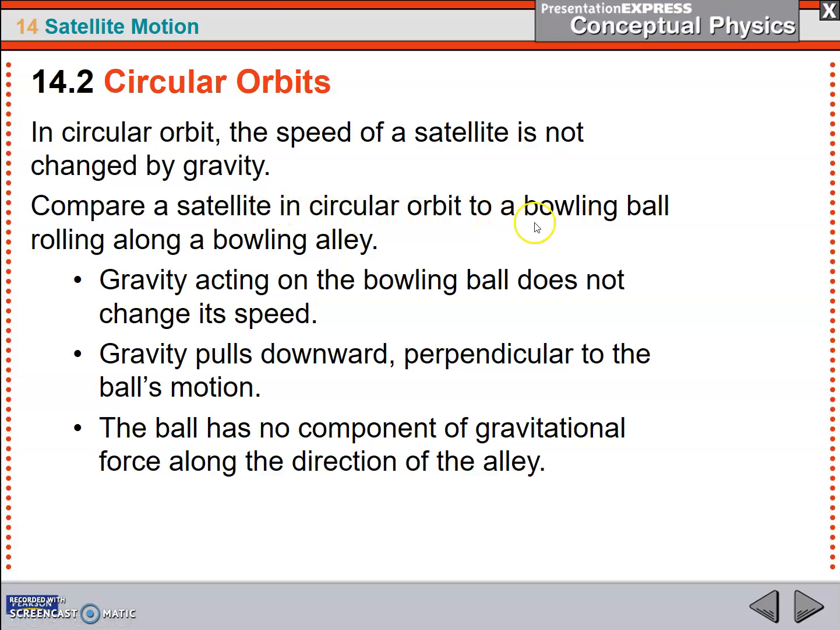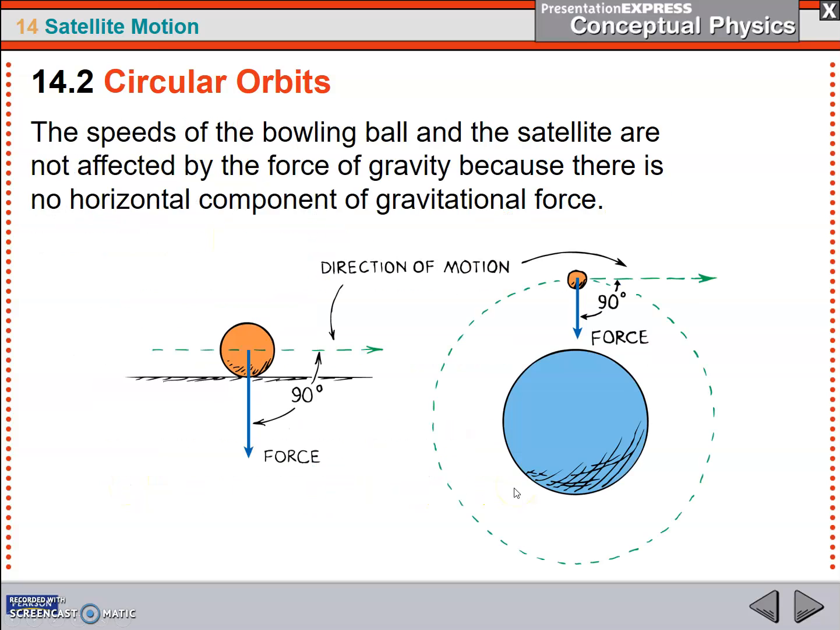Compare a satellite in circular orbit to a bowling ball rolling along a bowling alley. Gravity acting on the bowling ball does not change its speed. Gravity pulls downward, perpendicular to the ball's motion, and the ball has no component of gravitational force along the direction of the alley. So if the ball is being pulled straight down, but it's moving sideways, then the ball has no component of gravitational force along the direction of the alley. So gravity isn't going to move it.